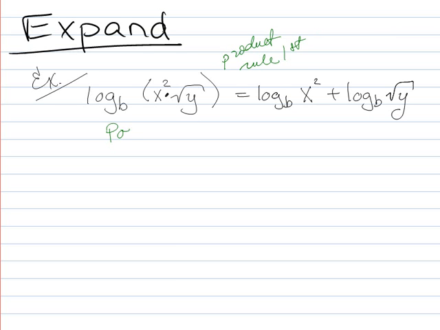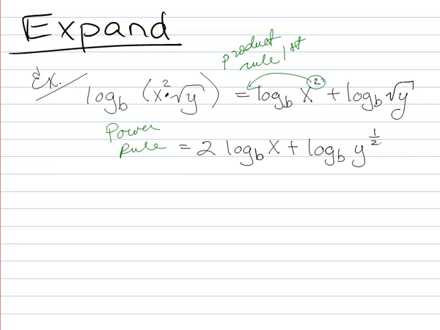Now you can apply the power rule because you can pull the square out. Now the square applies to the whole thing that's going on with the log. So I can write that as 2 log base b of x, and I can write the square root of y as y to the 1/2, and now I can take the 1/2 and pull it out front, 1/2 log base b of y, like that.